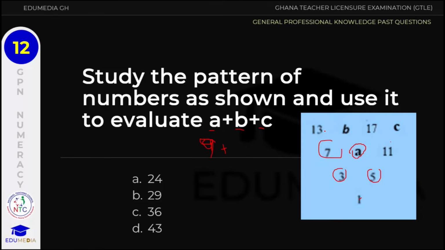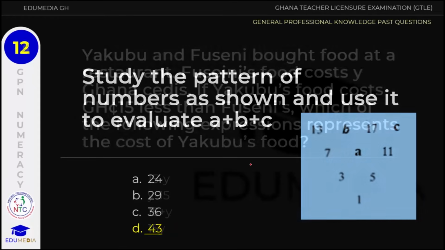Then 11, 13, and the next here, between 13 and 17, the odd number there is 15. And then the next one, C, is going to be 19. So you do this computation, 9 plus 15 plus 19, you get 43. That's your answer.